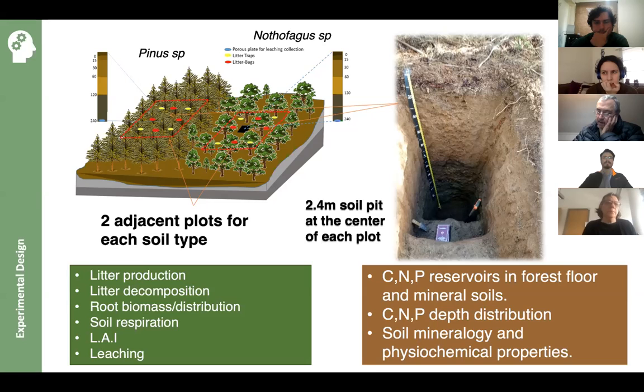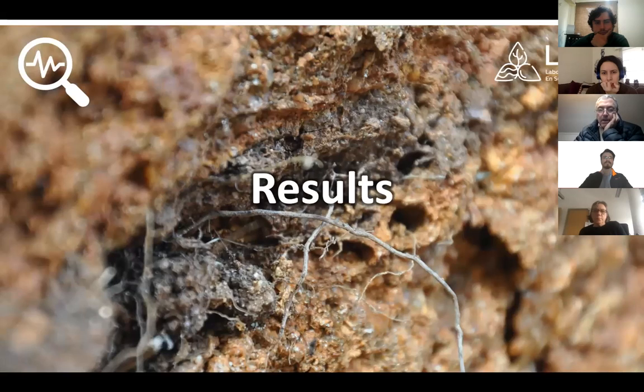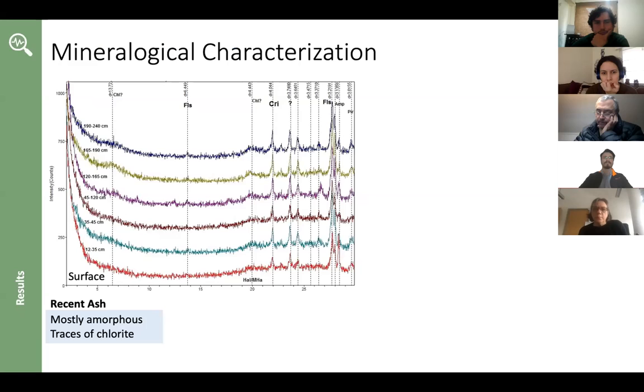So we look at carbon reservoirs, we look at mineralogies and different soil properties in all these replicates, and we study the distribution of these elements and some soil properties to see how they are changing too. As for mineralogy, the recent ash deposit is mostly amorphous. These are X-ray diffractograms, and we can see that the recent ash is mostly amorphous, with some traces of chlorite and cristobalite.